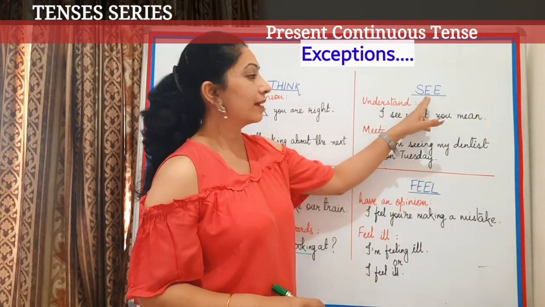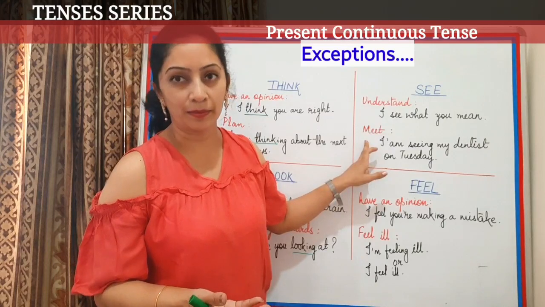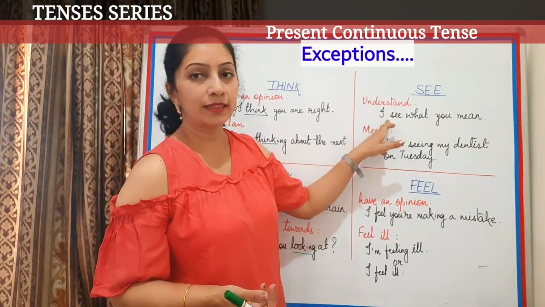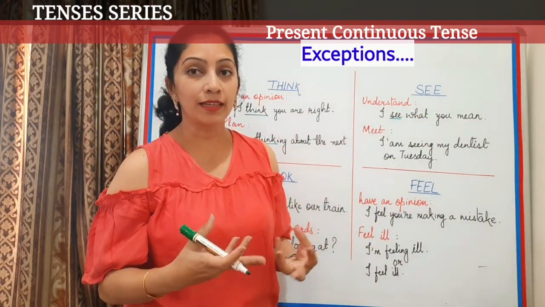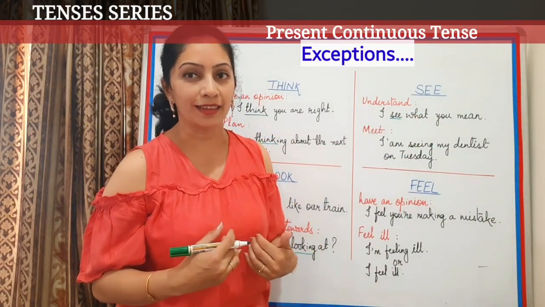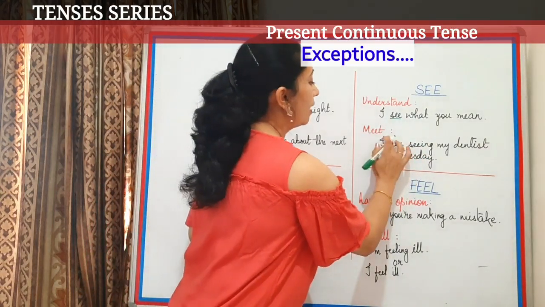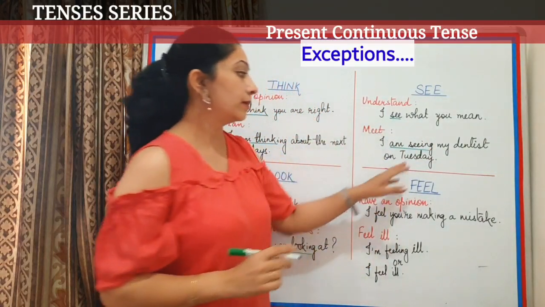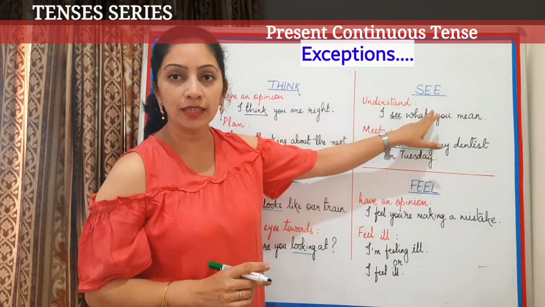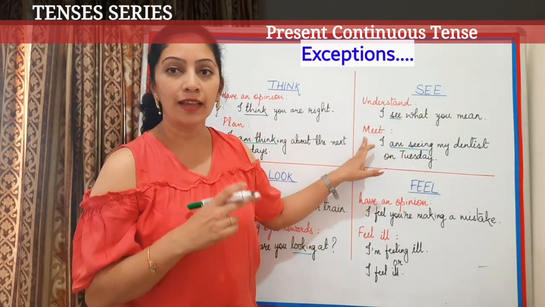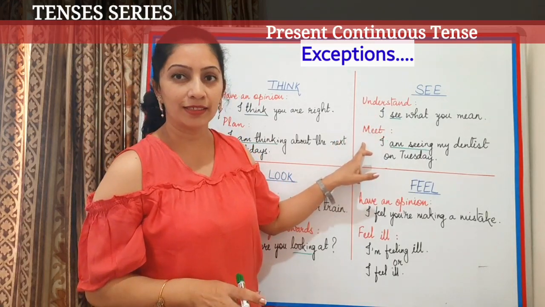Now see can mean understand, or see can also mean meeting somebody. If I use it like this, I see what you mean, it means I'm telling the other person that I can understand. But if I use it in the present continuous tense, like here, I am seeing my dentist on Tuesday, the moment I make seeing out of see, it means that I am going to meet somebody. The meaning changes there itself.